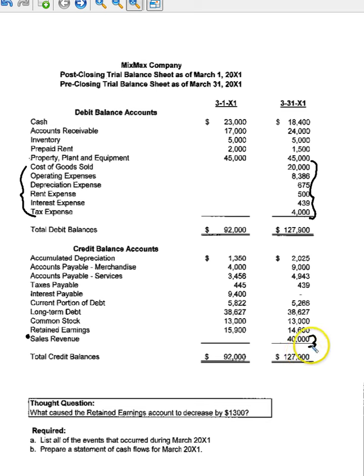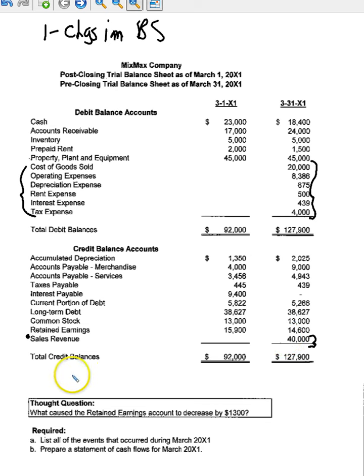So, in order to go through our step process, number one, we saw the changes in the balance sheet. You've got to figure out, well, what is the balance sheet after closing? And it also gives you some clues. Think about this question. It looks like retained earnings went down. Well, what would have caused that?